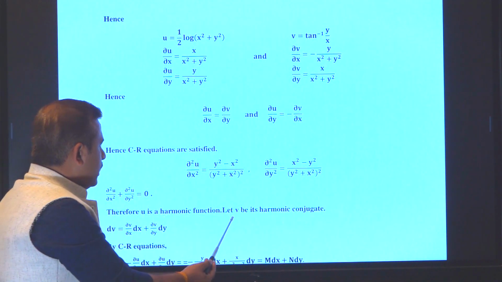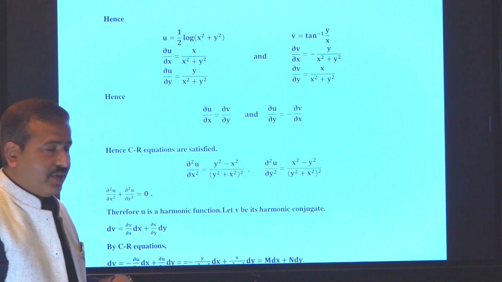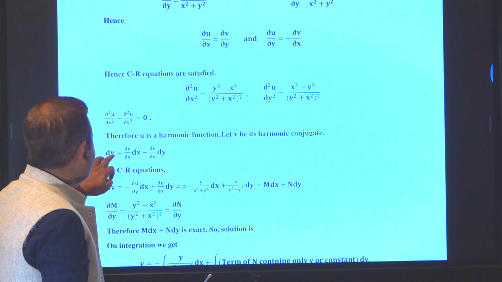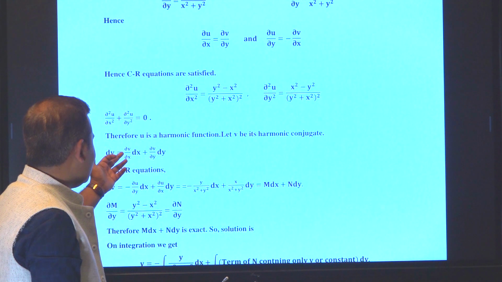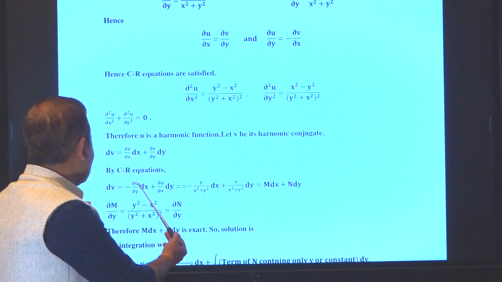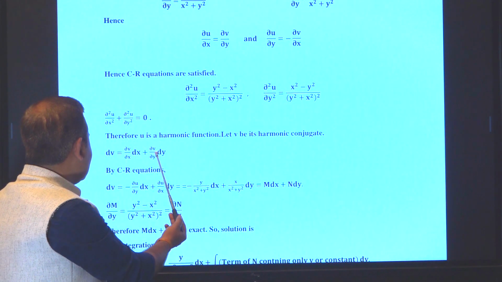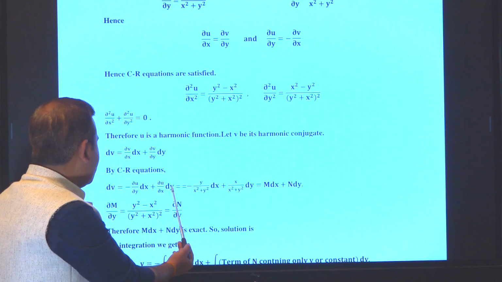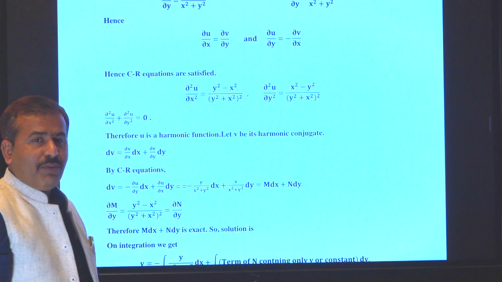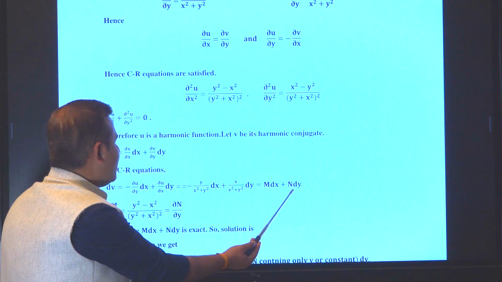Now let v be its harmonic conjugate, because we defined that u is a harmonic function, which means v is its harmonic conjugate. That's why we use the total differentiation method: dv = ∂v/∂x dx + ∂v/∂y dy, and by using the CR equations, ∂v/∂x becomes −∂u/∂y and ∂v/∂y becomes ∂u/∂x, and after substituting the values of ∂u/∂x and ∂u/∂y, this is the result in the form M dx + N dy.